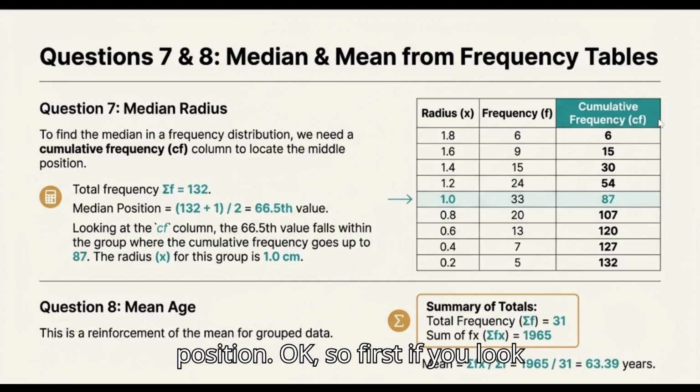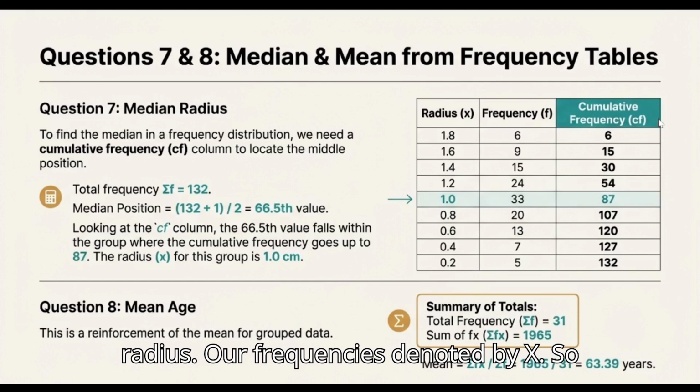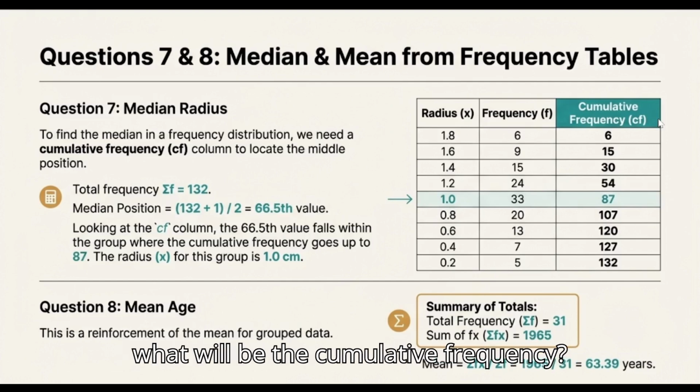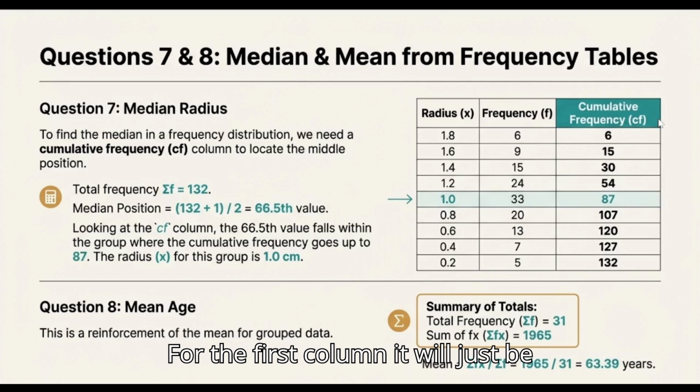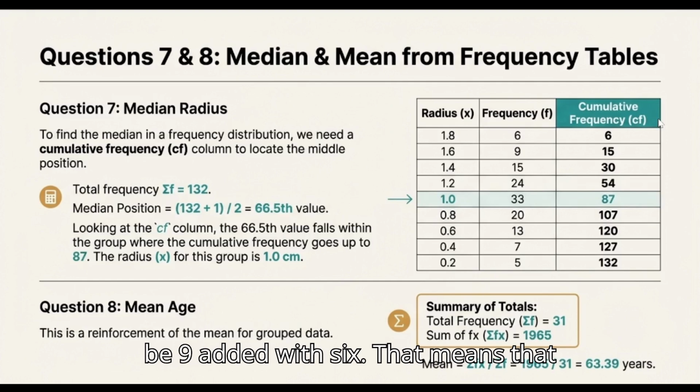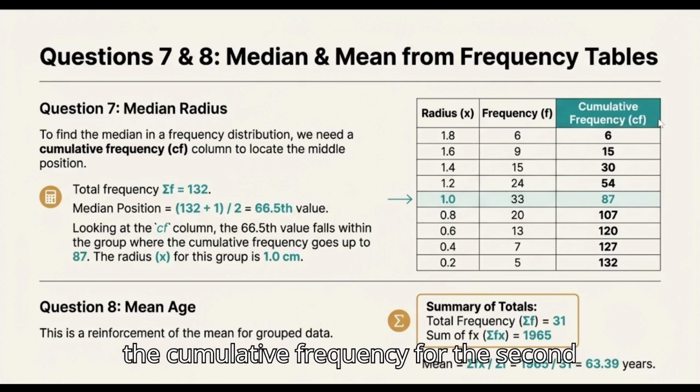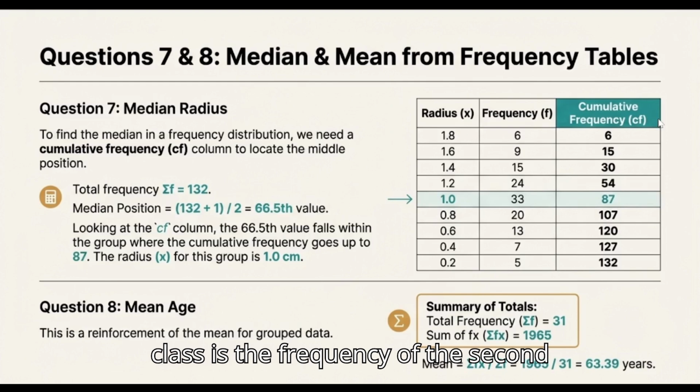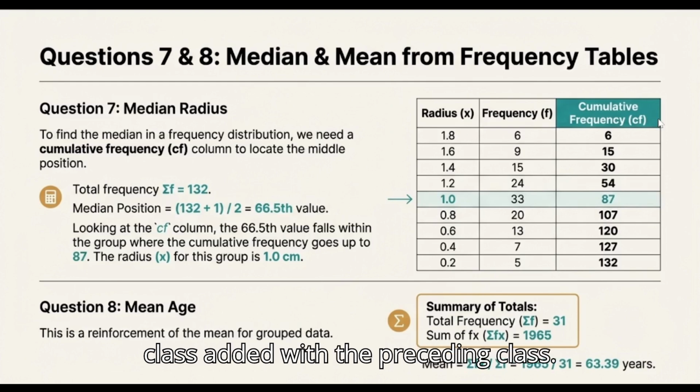Okay, so first, if you look at the class interval, that is the radius, our frequency is denoted by x. So what will be the cumulative frequency? For the first column, it will just be 6, but for the second class, it will be 9 added with 6. That means that the cumulative frequency for the second class is the frequency of the second class added with the preceding class.